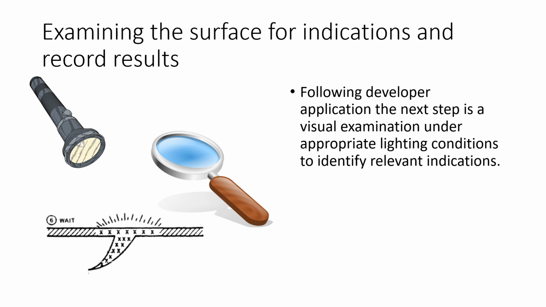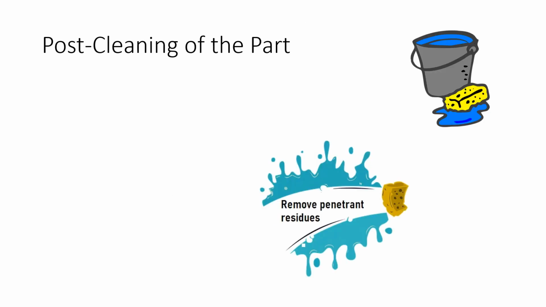So then once we've done that, our next step is going to be visual examination. So then we're going to get it under the right lighting conditions, and then we're going to make sure that we identify any relevant indications. And that's pretty much what we got to do. And then when we're all done and we've dispositioned it, we're going to clean the part afterwards. We're going to post clean the part, which is really important. We don't want to leave any residues or any crud on the part that's going to maybe have some kind of long-term corrosive effect on our parts.